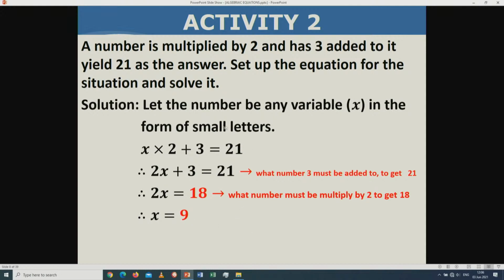Now remember what I've alluded to earlier on. In solving the equation, we cannot just leave the answer as it is, because this was not part of the question. The question only needs the answer. So the final answer will be: the number is 9. That will be the final answer.